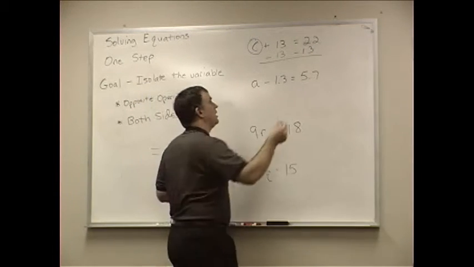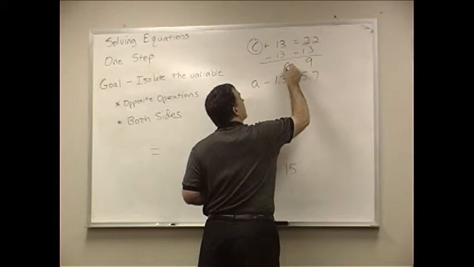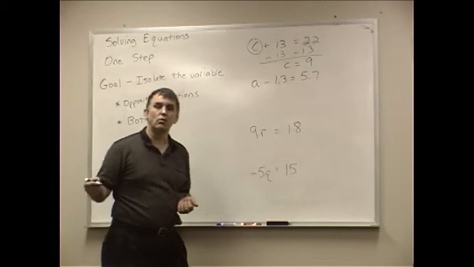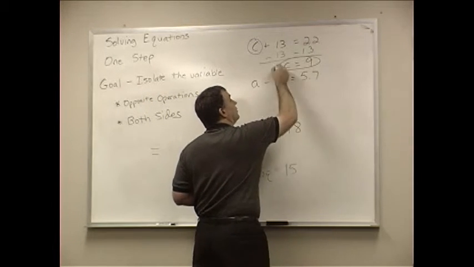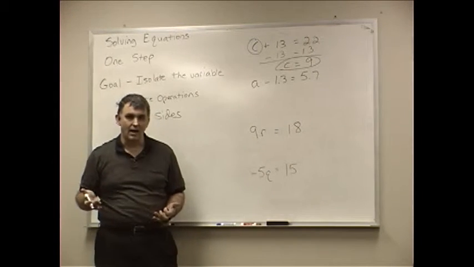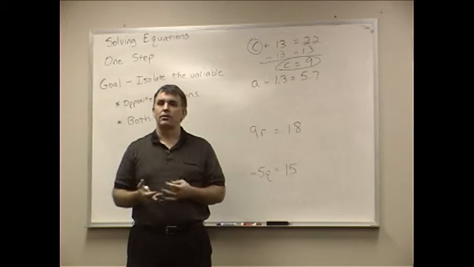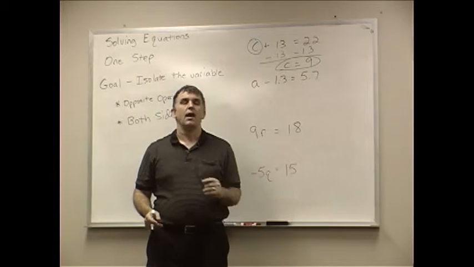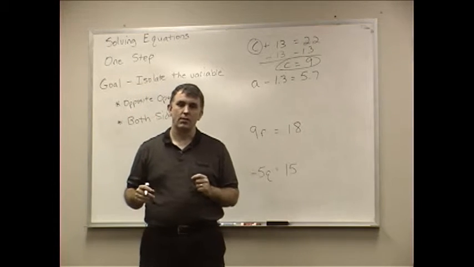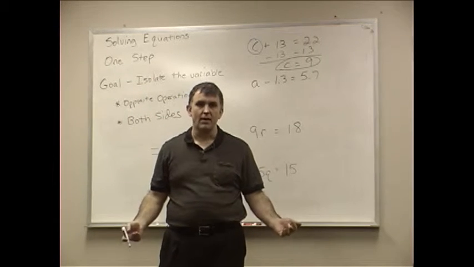22 minus 13 is 9. So the correct answer here is c equals 9. Don't just write the 9. You've got to actually state that c equals 9. The 9 by itself doesn't mean anything. All right. a minus 1.3 equals 5.7.